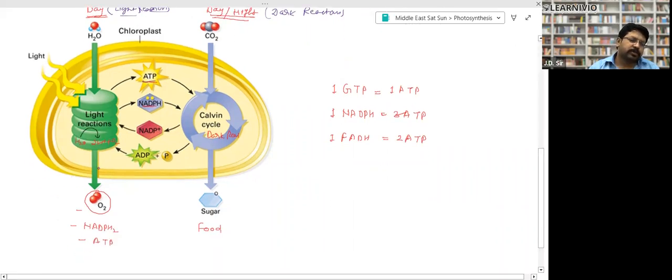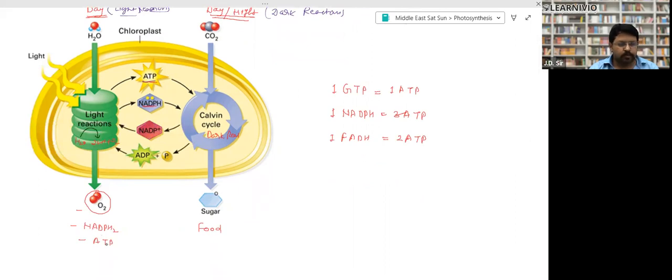So in the light reaction, you can say oxygen is produced, NADPH2 is produced, ATP is produced. And in the dark reaction, food is produced, sugar is produced. Is it clear? Clear, guys? Yes. This equation, remember this comparison, right? We will require it in photosynthesis again, and even in the respiration part.